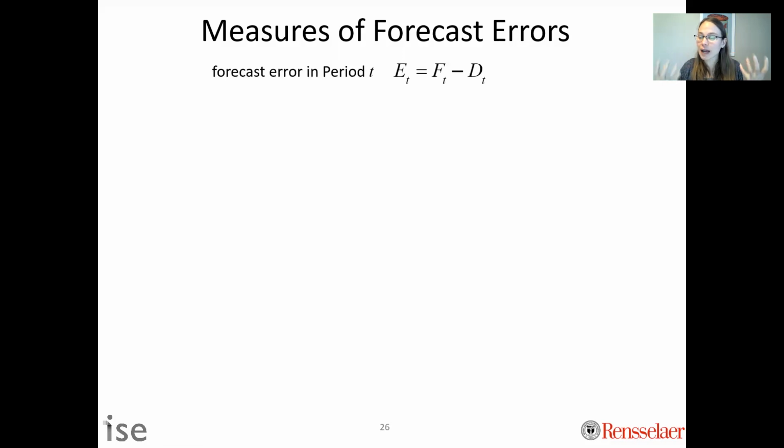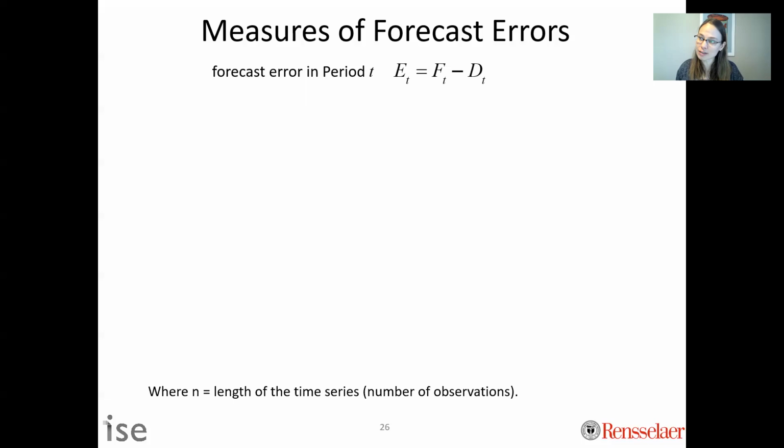So just to remind you and get associated with some notation, if we think of a given period T and we have demand that occurs, that's D of T, we forecasted that F of T would happen. The difference between those would be what's sometimes known as a forecast error in a given period T. Typically, we care about a time series, so that's a collection of D of T's. And so we typically have forecasting errors that consider all of those observations.